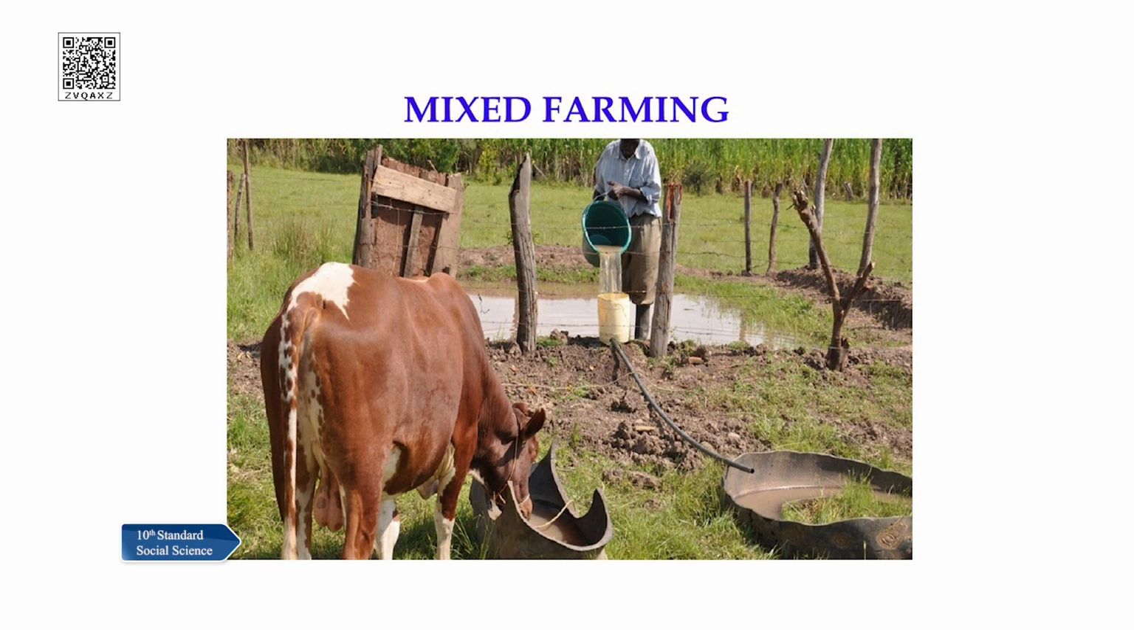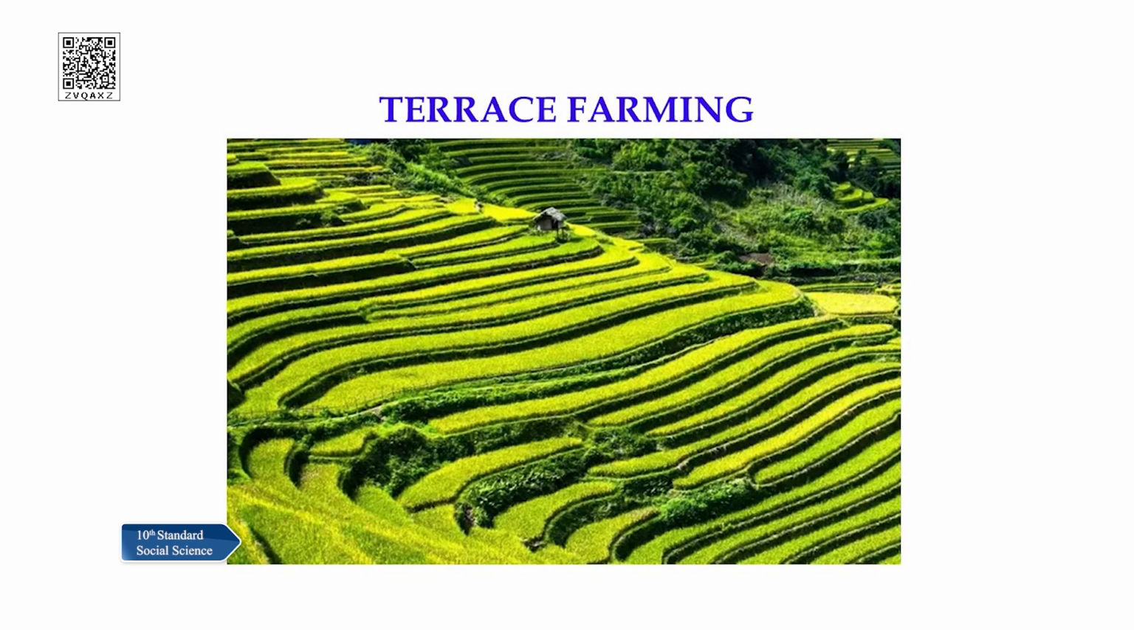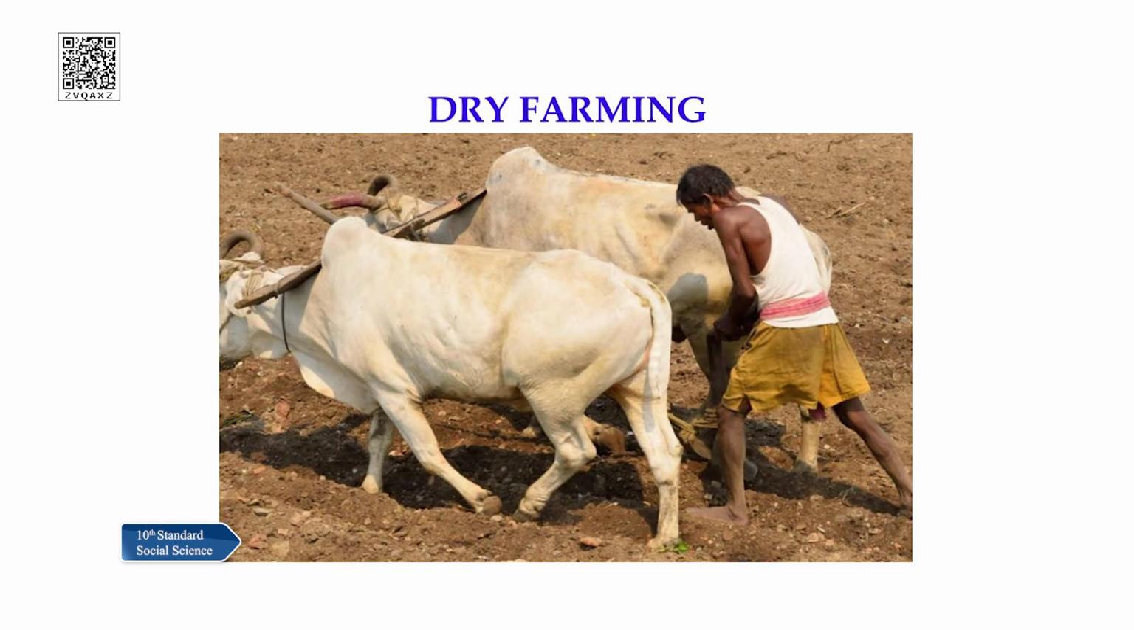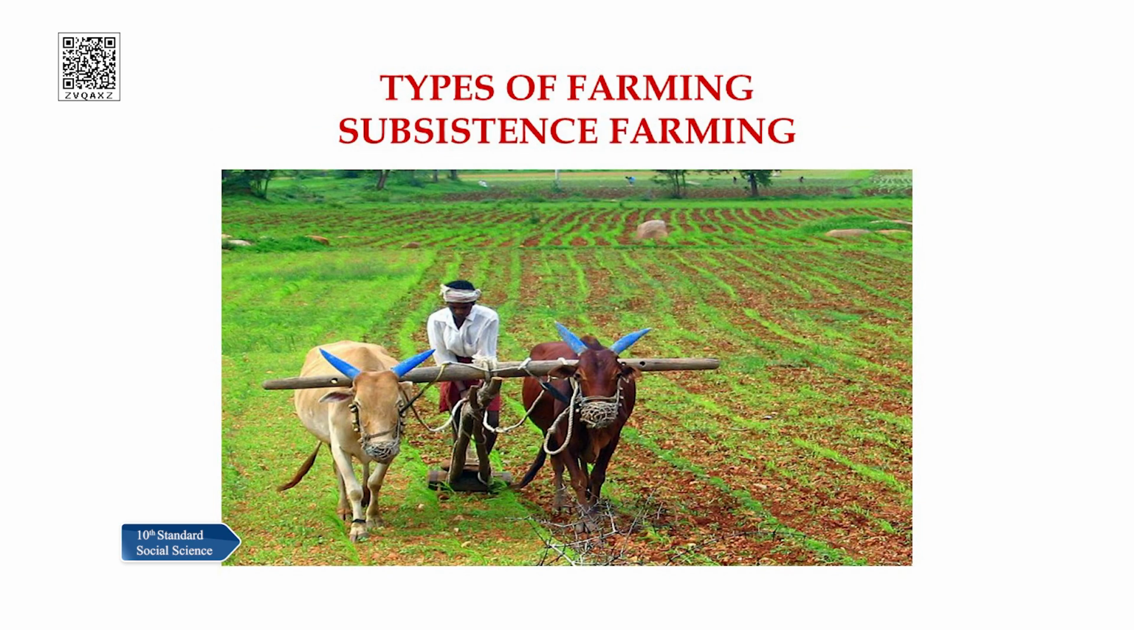SIM: S for subsistence agriculture, I for intensive farming, and M for mixed farming. Then I told you STD, that is shifting agriculture, where T stands for terrace farming and D for dry farming. Now we are going to see in detail what these types of agriculture are.